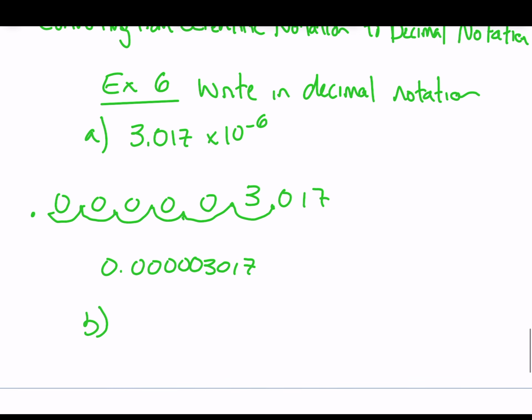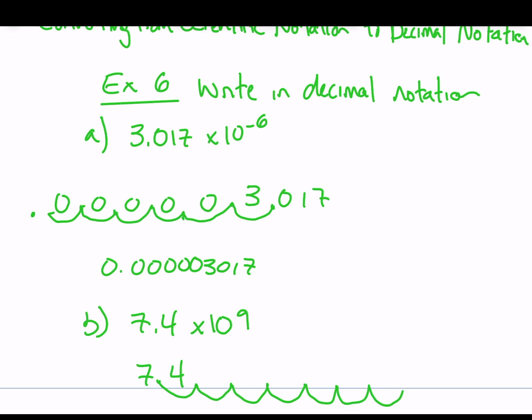Okay, what if I had 7.4 times 10 to the 9 power? Well, 10 to the 9 is a big number, so we're going to move the decimal to the right. So we have 7.4, and we need to move that 9 times. So we move 1, 2, 3, 4, 5, 6, 7, 8, 9. There's our decimal, and we fill in with zeros.